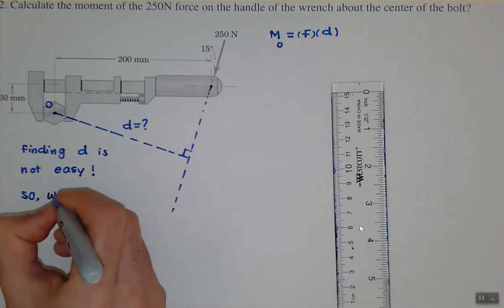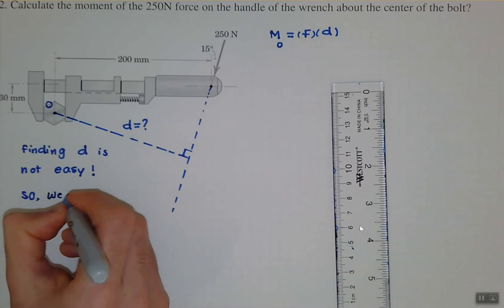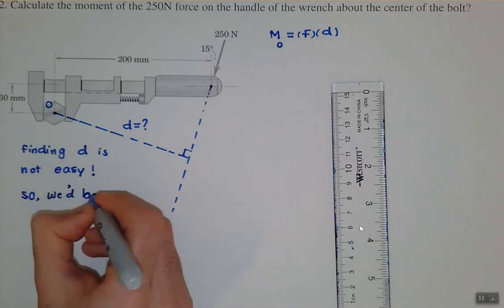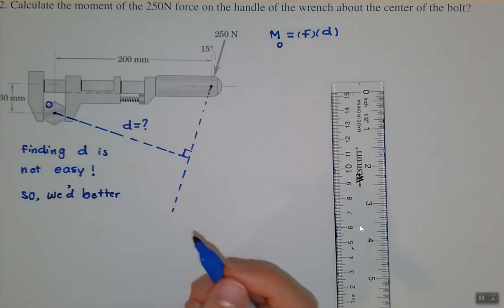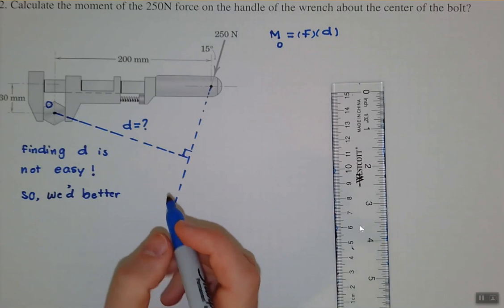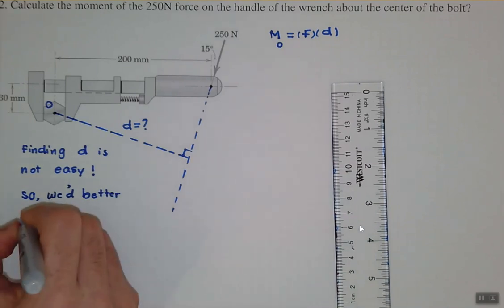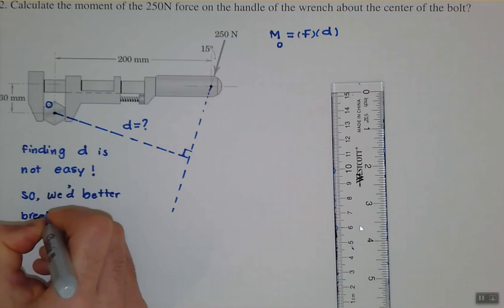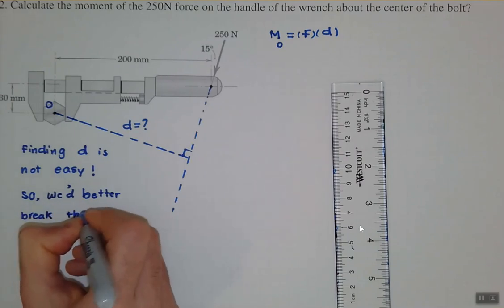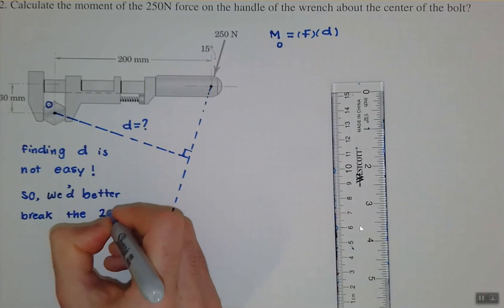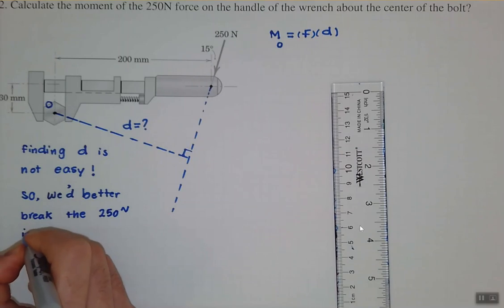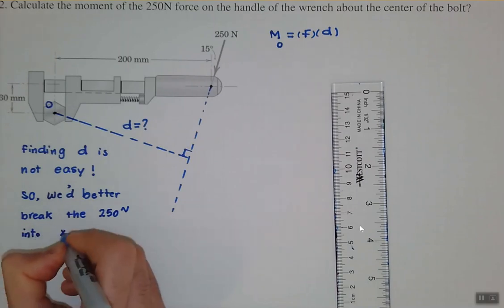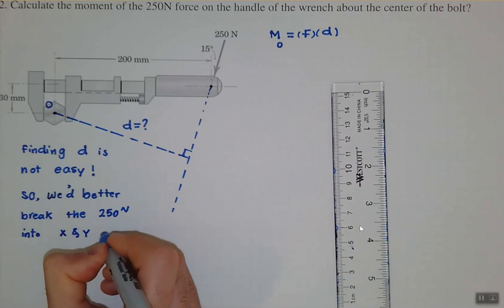So we'd better find a better solution. And what is a better solution? Maybe we'd better break basically the load, the force, the 250 Newton, into X and Y components, right?